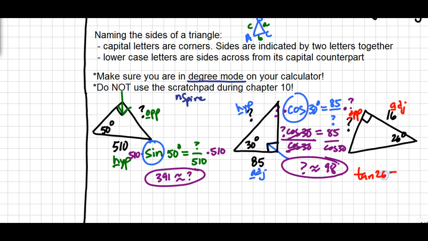Tan of the angle is equal to opposite over adjacent. So I'm going to say question mark over 16. Multiply on both sides by 16 to get the question mark alone. So 16 tan 26 is my answer.